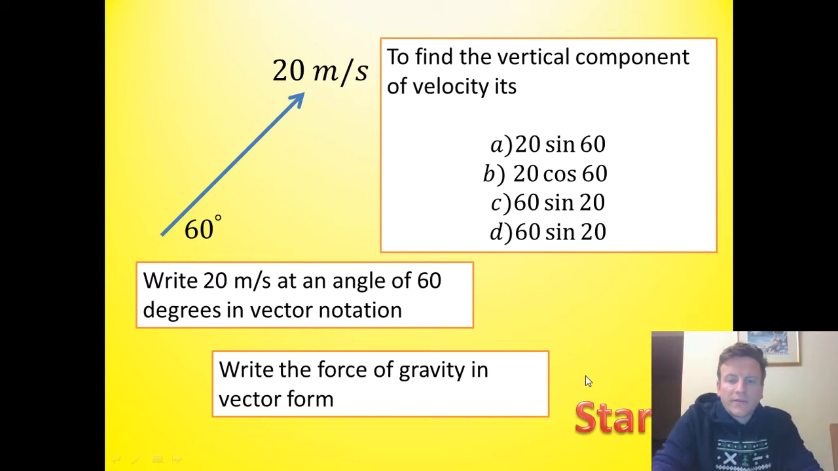Okay, so I'd like you to have a go at doing this question to start off with, and you can put your answer into the sheet that I've created, the Google Form, just to answer this question. So hopefully you'll find the vertical component of the velocity, and it's multiple choice. It also says write 20 meters per second at an angle of 60 degrees in vector notation, and write the force of gravity in vector form. Just think what way the gravity is going.